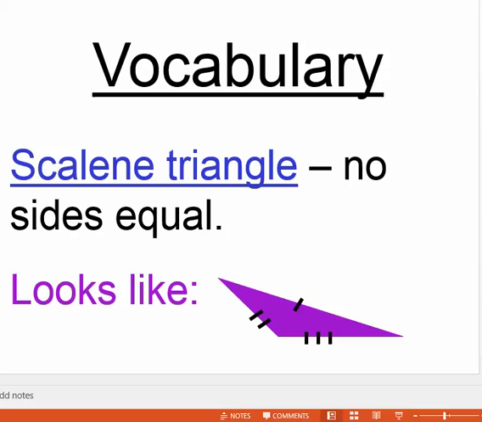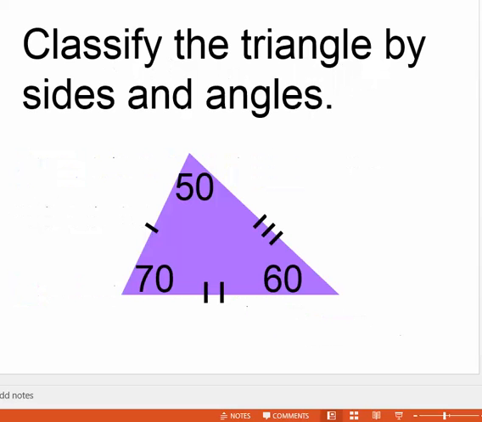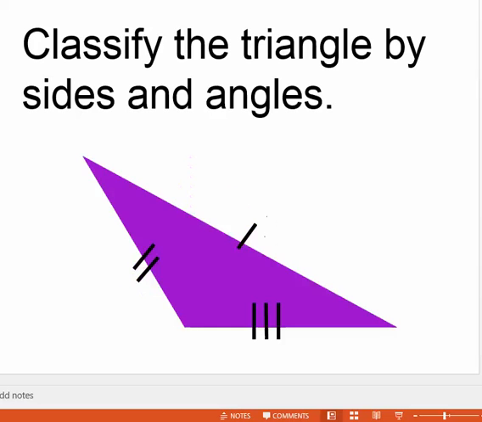Scalene triangle, no sides are equal. You'll see one side has one line, another one has two, and another one has three. Those three sides are all different lengths. Classify a triangle by sides and angles. You'll notice three different hash marks, so those sides are not congruent. All three angles are different, so this would be a scalene triangle.